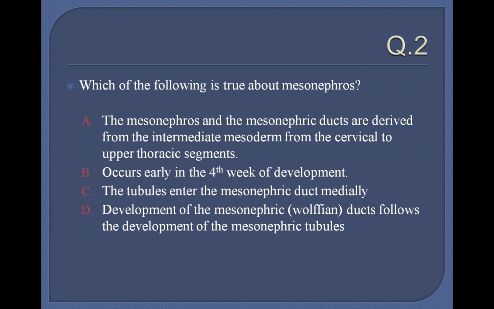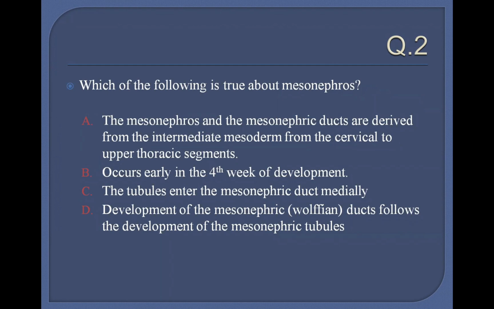Question number 2. Which of the following is true about mesonephros? The mesonephros and the mesonephric ducts are derived from the intermediate mesoderm from the cervical to upper thoracic segments. That is option A. Option B, it occurs early in the 4th week of development. Option C, the tubules enter the mesonephric duct medially. Option D, development of the mesonephric or Wolffian ducts follows the development of the mesonephric tubules.